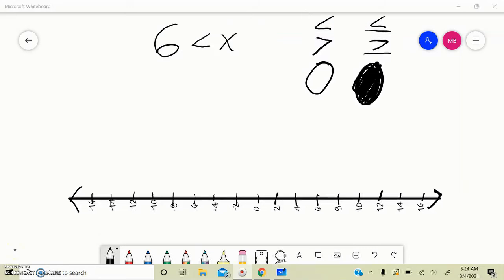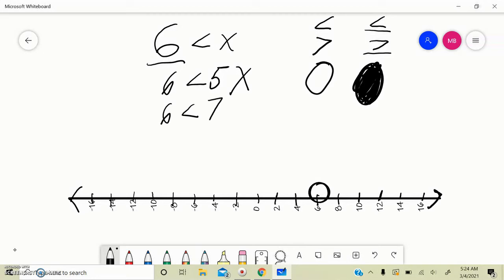So let's take a look at this inequality. I have 6 is less than x. So I know that I'm going to use an open circle on 6. And now I want to check some numbers and see which way my inequality is going to go. So I might do 6 is less than 5. Does that inequality work out? Is that a true statement? No. Okay. Let's try another number. 6 is less than 7. Is that a true statement? Yes.